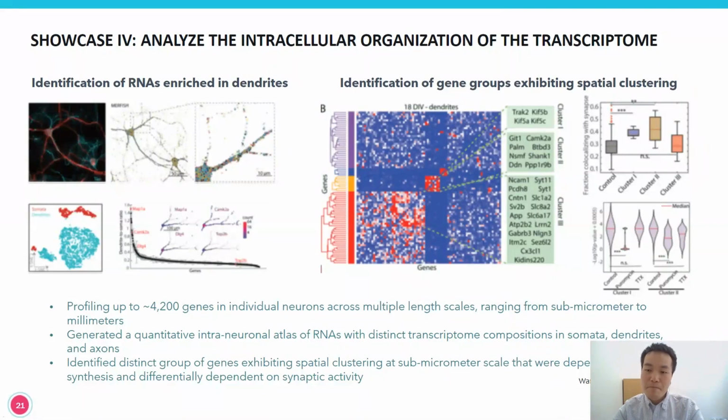synaptic activity as well. For example, if you look at the bar chart on the bottom right, you're seeing that when we inhibit the protein synthesis with puromycin, you can see a fraction of cluster 1 and 2 genes no longer colocalize with the synapses.